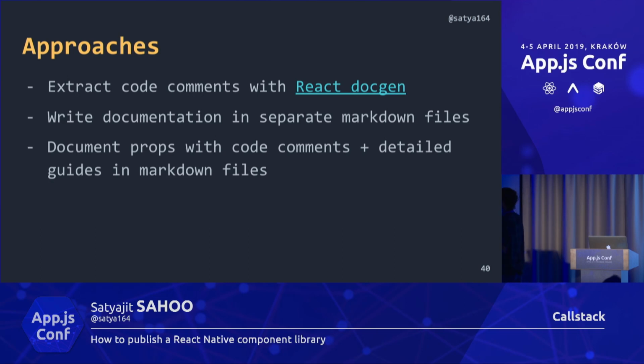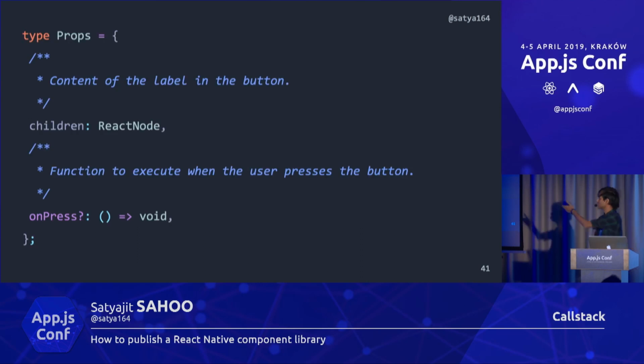You can also write documentation in separate files, like we do in Paper. We also have code comments. So we use a hybrid approach: code comments plus markdown files. And there are some tools to help. This is how it looks when you have a prop type and you have a comment. This is TypeScript. You can also have something similar in Flow. It also works with prop types, but prop types is less precise, so I prefer to use TypeScript.